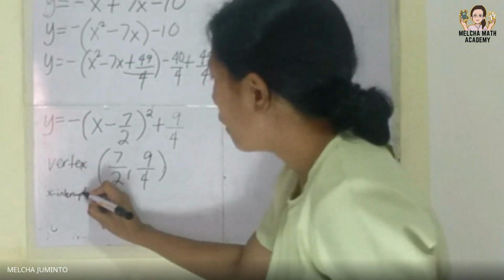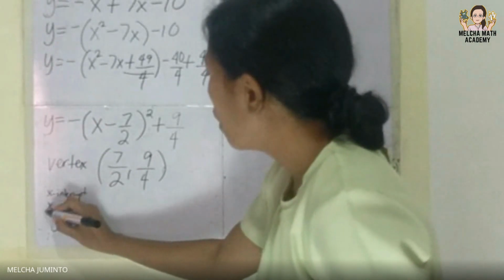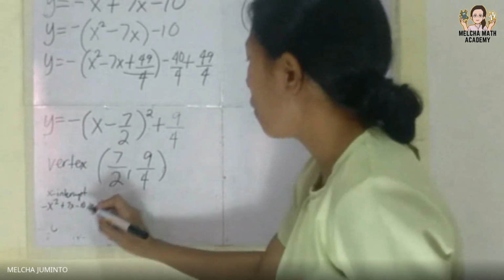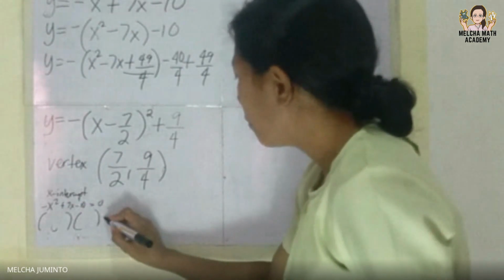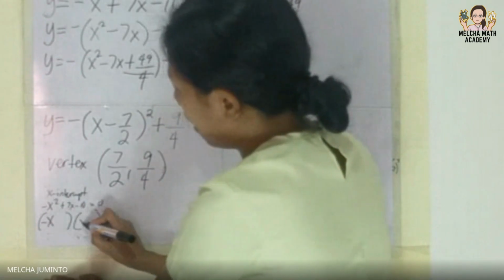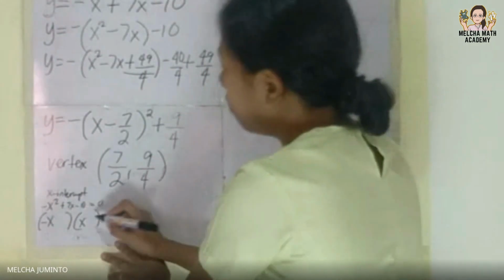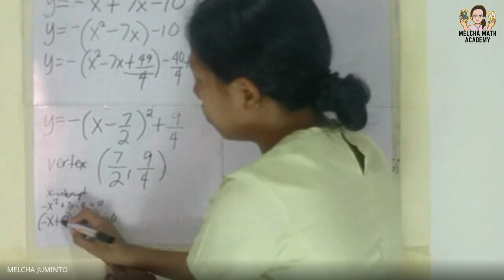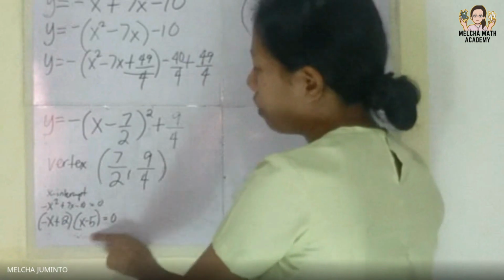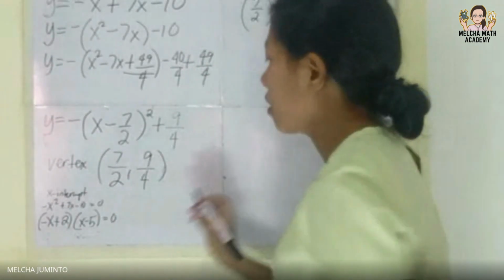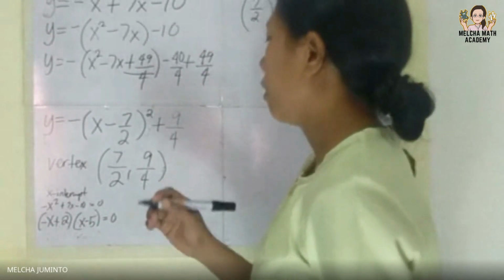X-intercept. Let y equal 0, so we get the equation negative x squared plus 7x minus 10 equals 0. Factoring, we have negative x times x. 10 will be 5 times 2. Negative 5, positive 2, to get positive 7. Negative x times negative 5 is positive 5x, plus 2x, 7x. 2 times negative 5 equals negative 10.